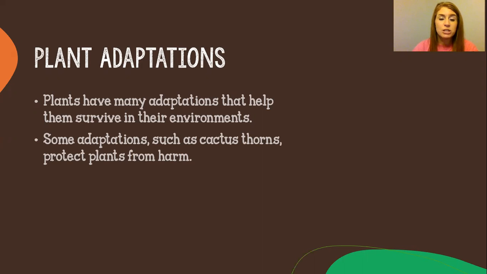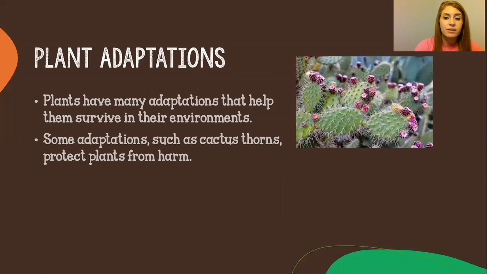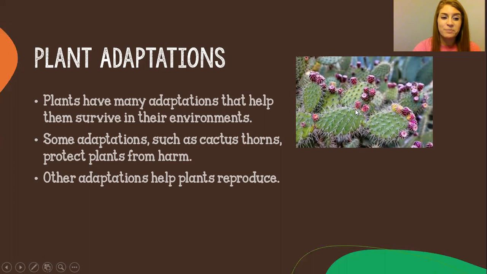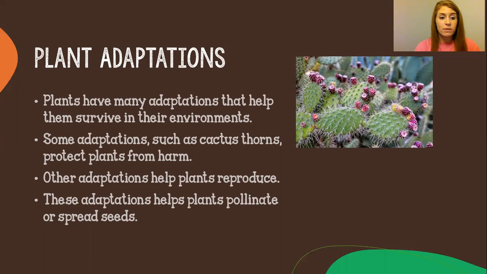Some of these adaptations, such as thorns on a cactus, protect the plant from harm, so that they're not attacked. They deter animals from attacking them or eating them because of the sharp thorns. Are you going to lean up against that plant? No, probably not.